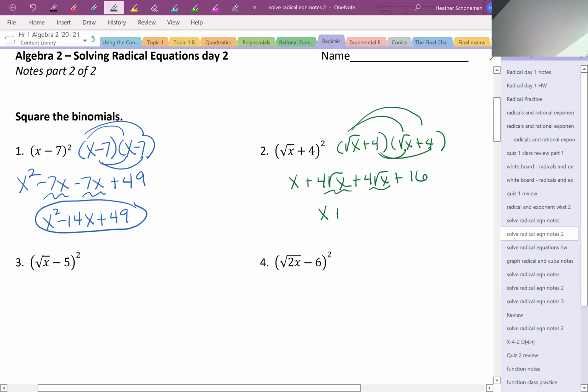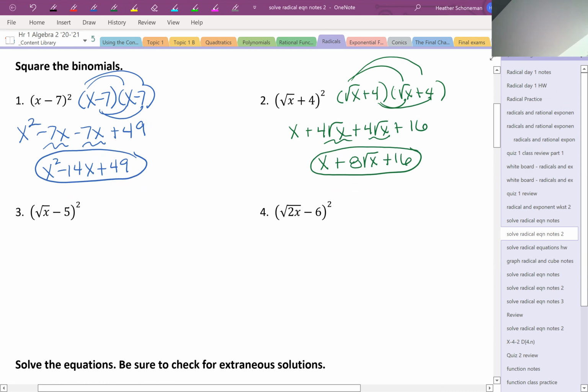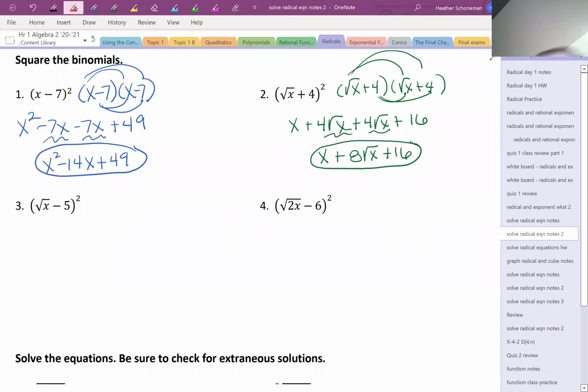All right, combine like terms. We have x plus 8 square root x plus 16. And there's our answer. Okay, we can do the same thing. 2 and 3 are just the same. Let me do 4. So you can see this one as well.